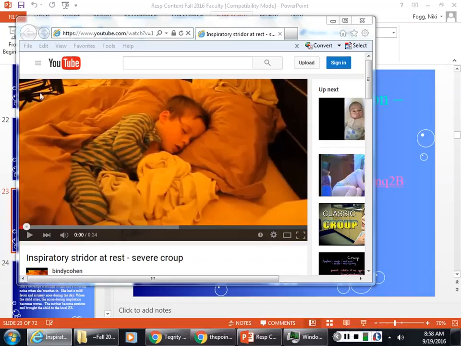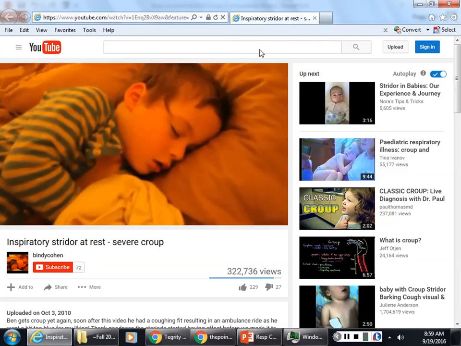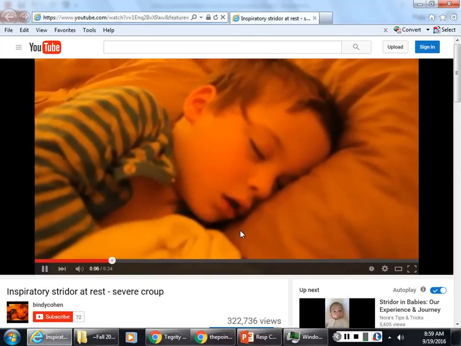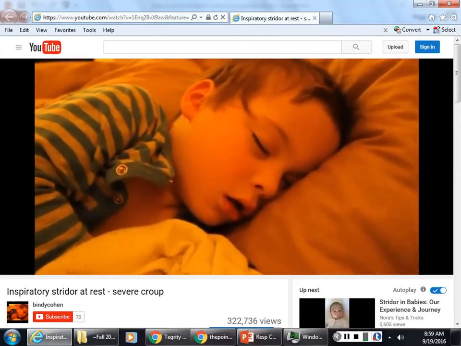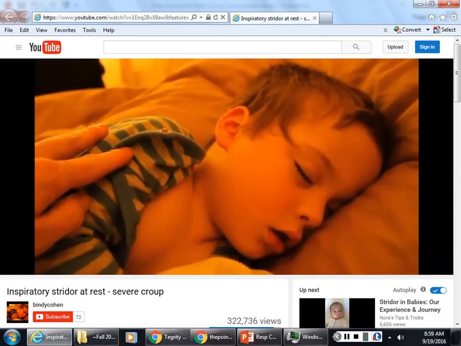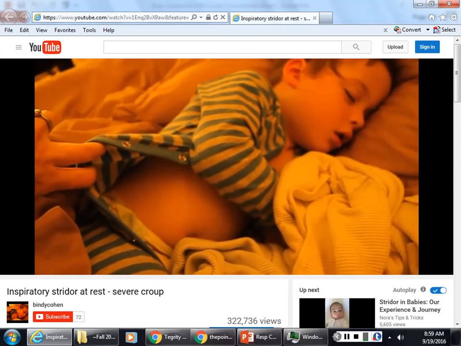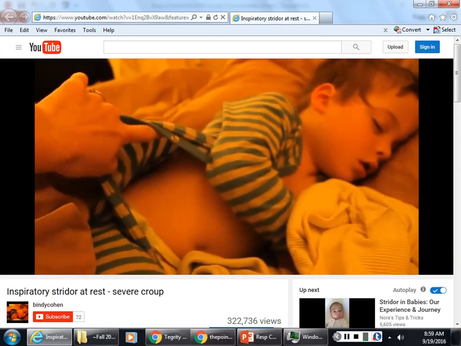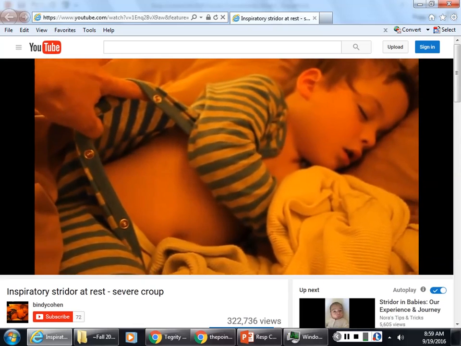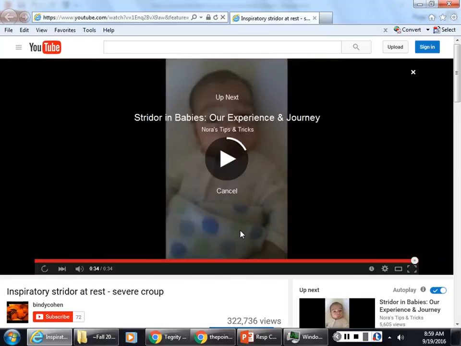Okay, I resumed recording. All right, so we got this to work. Here's a picture of a kiddo with severe croup, and he's got inspiratory stridor at rest. See his whole body's moving as he's trying to breathe in. And he's pulling in up there. So he's got a little bit of substernal retraction. So he doesn't sound very good.